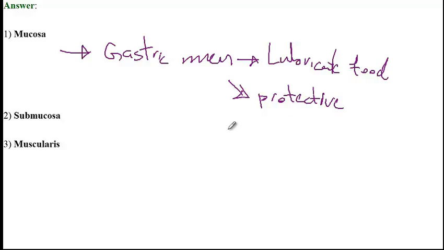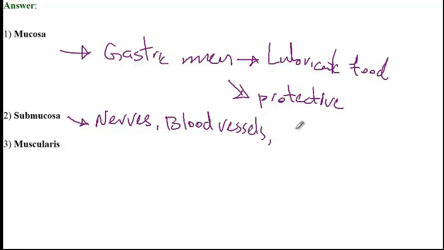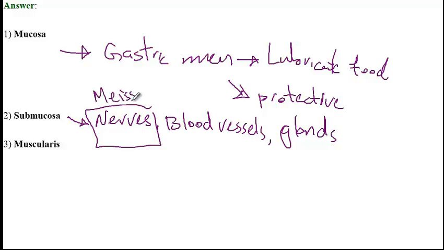Next, we have the submucosa, which is the layer underneath the mucosa, and this layer contains nerves, blood vessels, as well as glands. An example of the nerves found in this layer is the parasympathetic ganglia known as Meissner plexus.